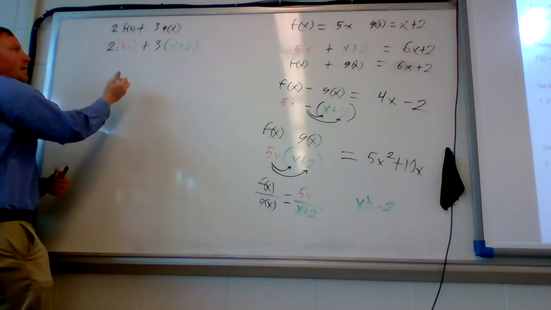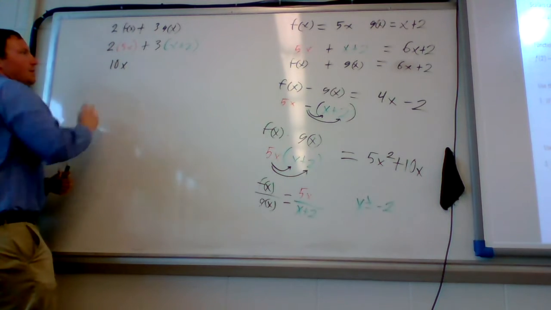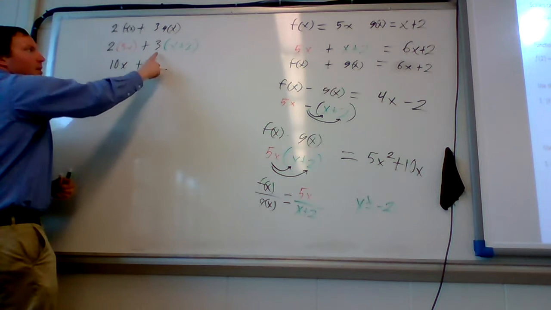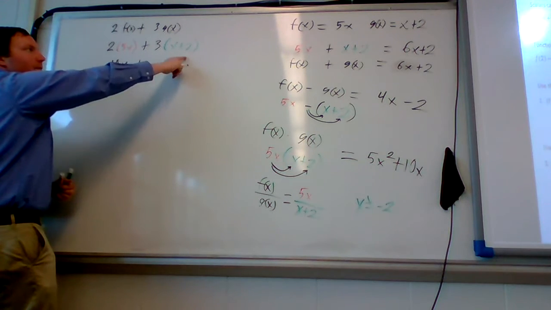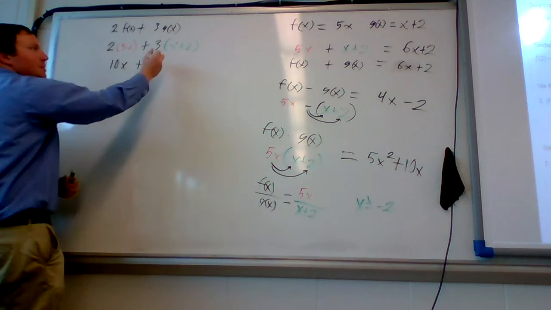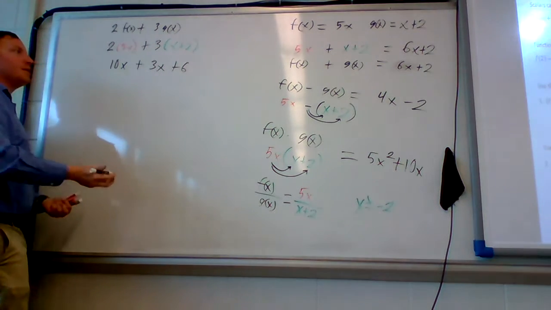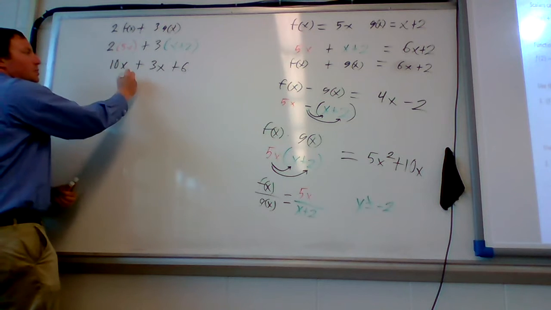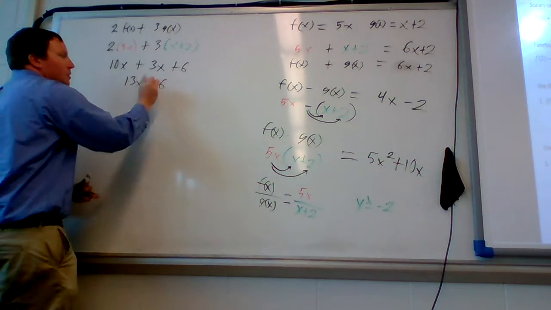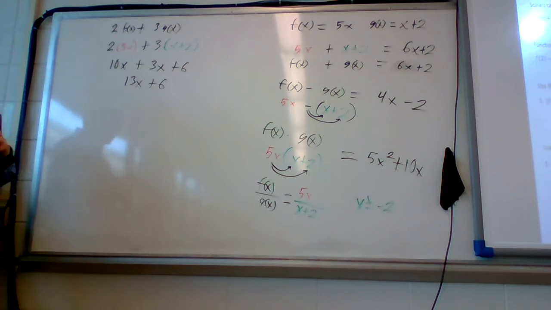So 2 times 5x gives us 10x, plus distribute our 3 to everything that is g of x. So we get 3x plus 6. And then combine your like terms. So we get 13x plus 6. Okay. So that's multiplying by scalars.